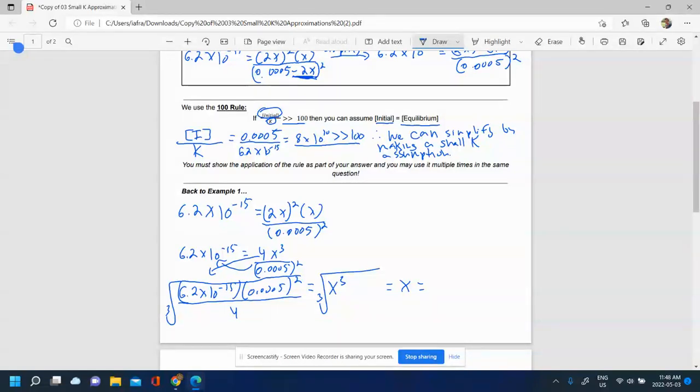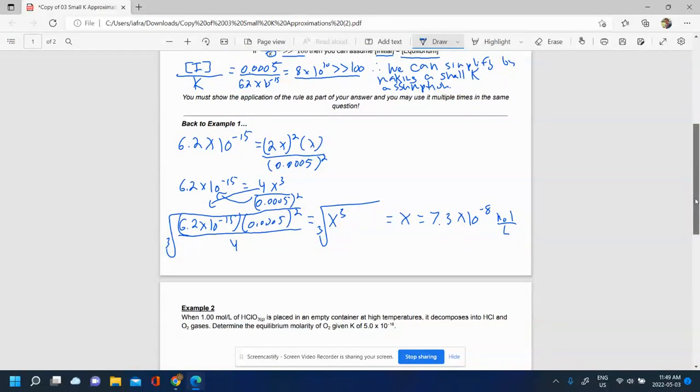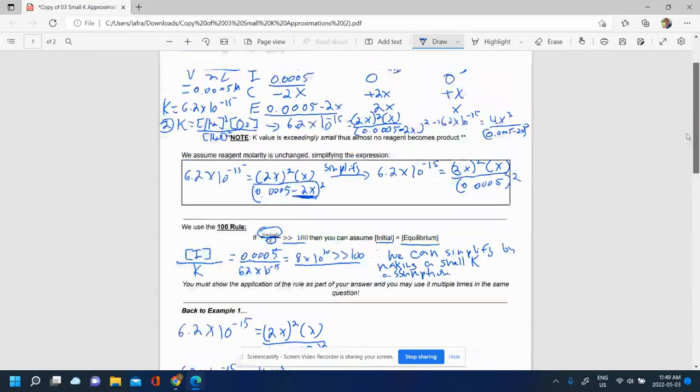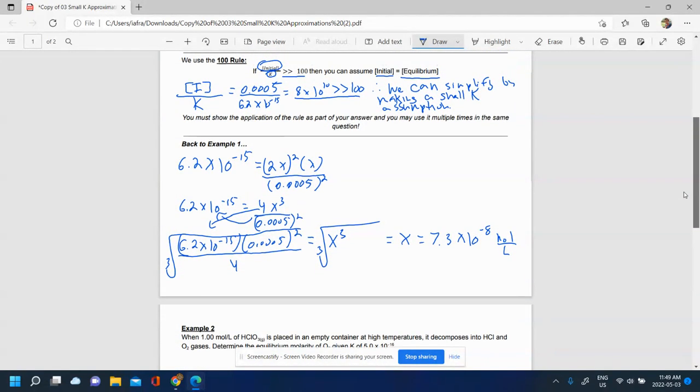And then I get about 7.3 times 10 to the power of negative 8 moles per liter. That's our change that's happening. That's our x value. It's so small that if you tried to remove that from the 0.0005 minus 2x, it would barely make a difference. So we found our x value there.